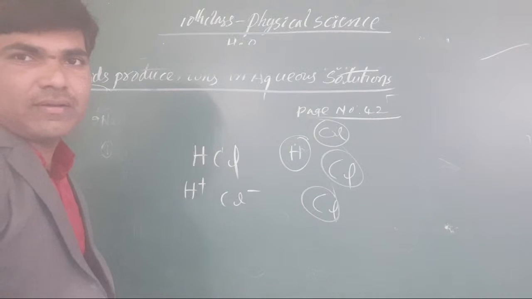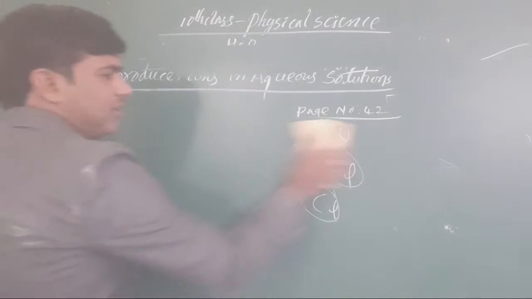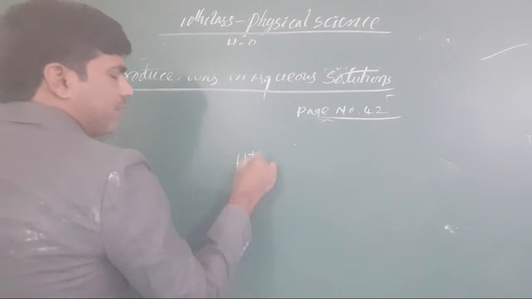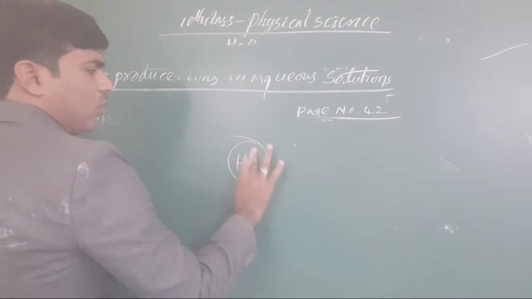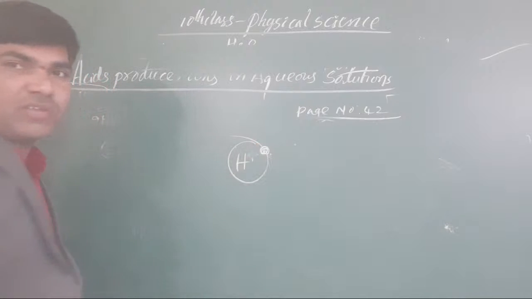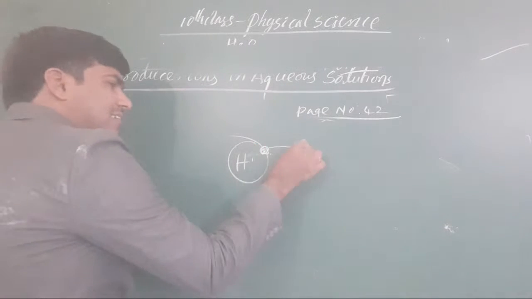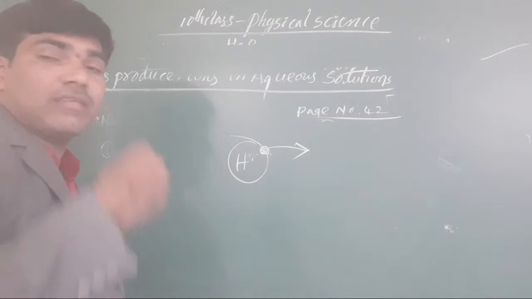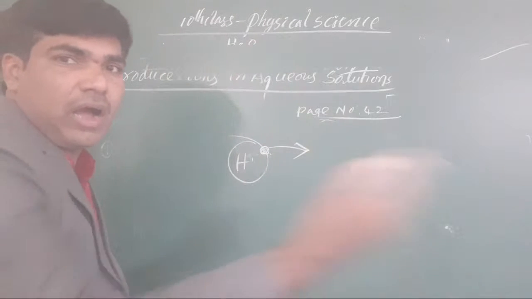Got it or not? Once again explained here. Hydrogen contains one electron only, one electron only in the outermost orbital. In case it is given to the other atom, if this electron is given to the other atom.